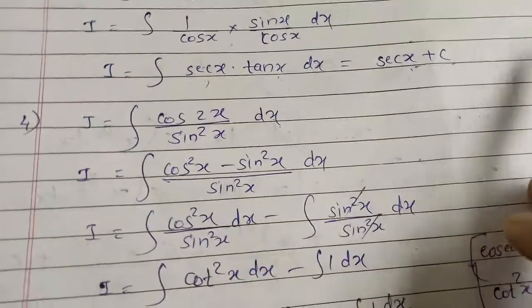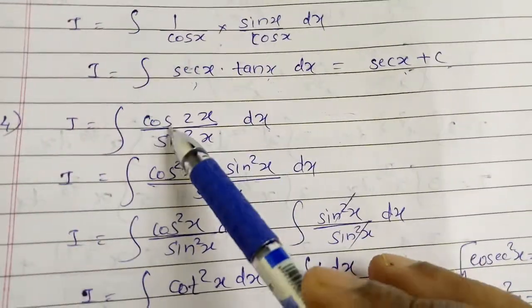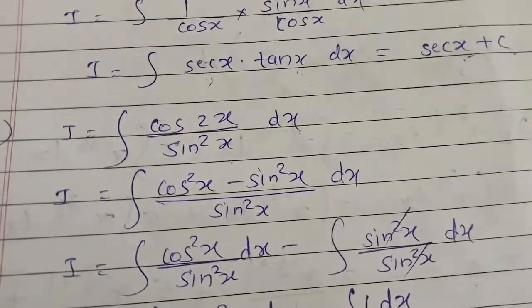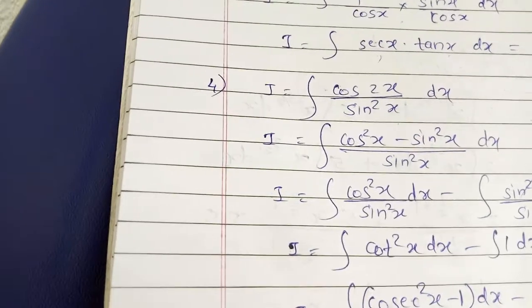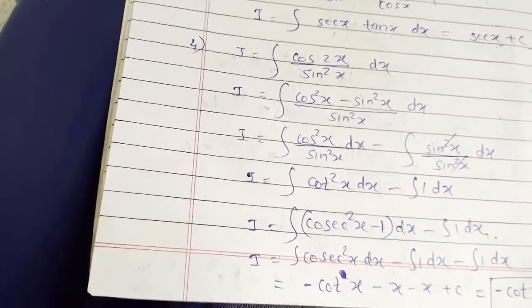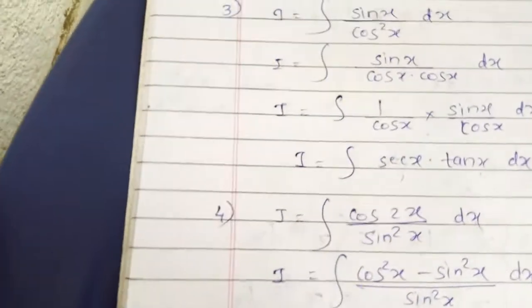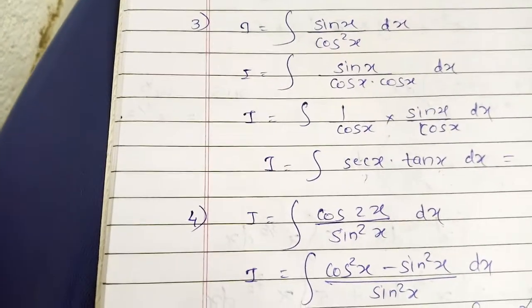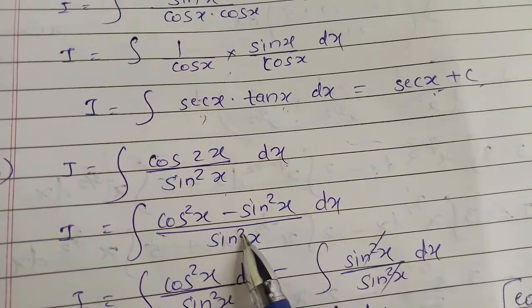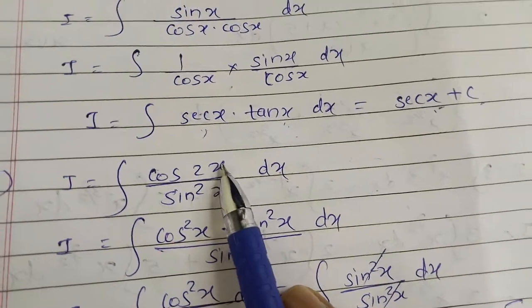Now see example number 4. Integration of cos 2x upon sin square x dx. So again you learn the formulas of cos 2x in the 11th standard, that is cos 2x is equal to cos square x minus sin square x. One more formula, that is cos 2x is equal to 1 minus 2 sin square x, and one formula, that is 2 cos square x minus 1. So here we are going to use the formula which is in terms of the square. So the first formula we are going to apply here.